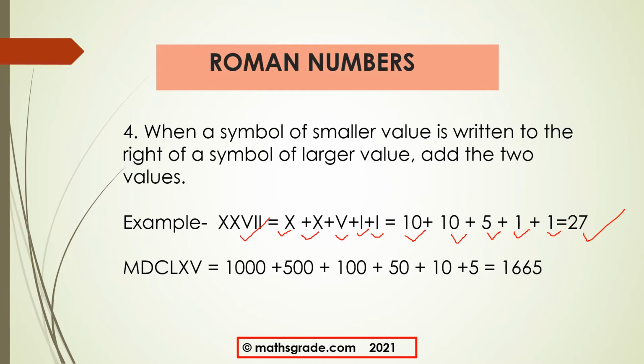Then the second example is MDCLXV. Here M is the Roman numeral M, which is 1000 in Hindu-Arabic numerals. The value of D is 500, C is 100, L is 50, X is 10 and V is 5.